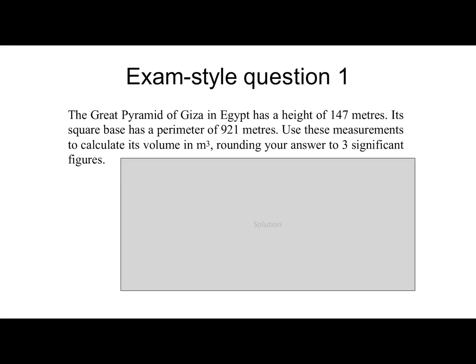The Great Pyramid of Giza in Egypt has a height of 147 metres. Because it doesn't say, I think you have to assume they mean the perpendicular height is 147 metres. Its square base has a perimeter of 921 metres. Use these measurements to calculate its volume in metres cubed, rounding your answer to three significant figures. I would like you to have a try at it yourself first, so stop the video and have a go.